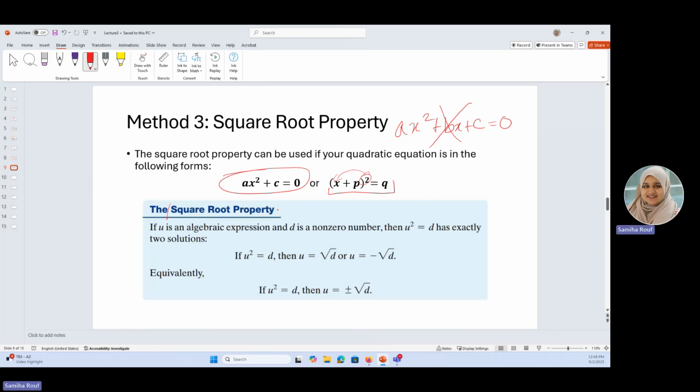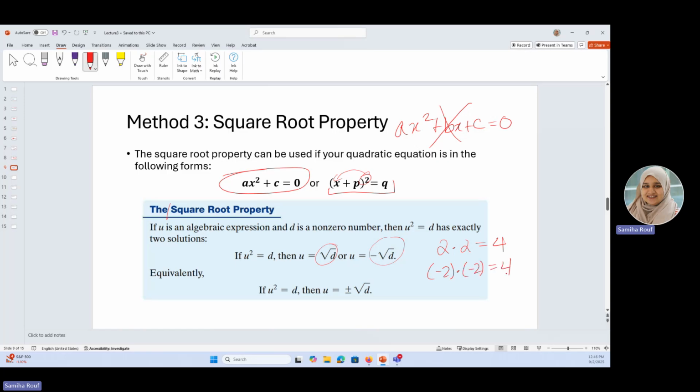Okay, so what does the square root property say? Well, if you have something squared, then there's two possible solutions. Either you're going to have the positive square root or the negative square root. Why is that? Well, just imagine this way. 2 times 2 is equal to 4. Negative 2 times negative 2 is also equal to 4.